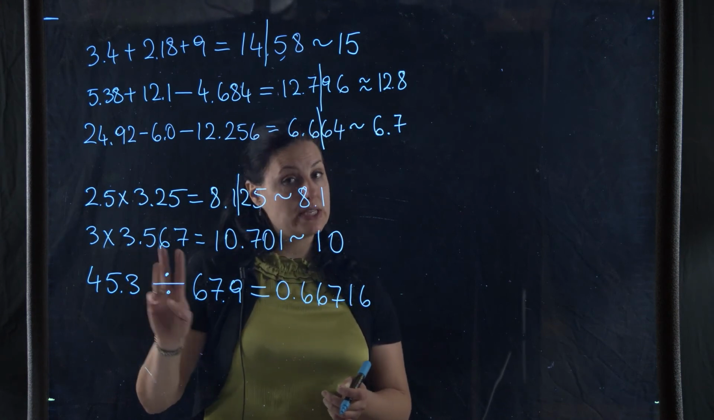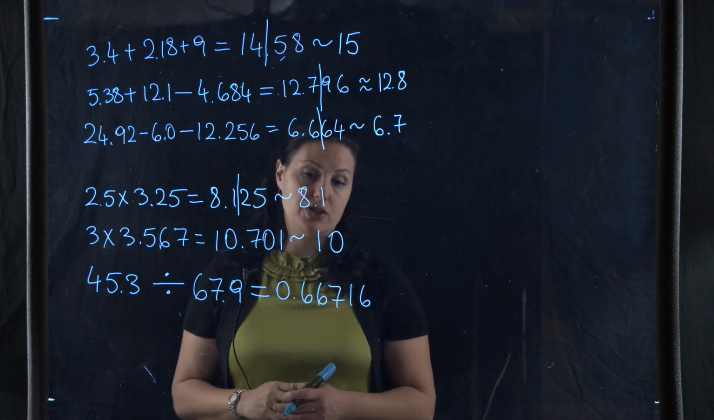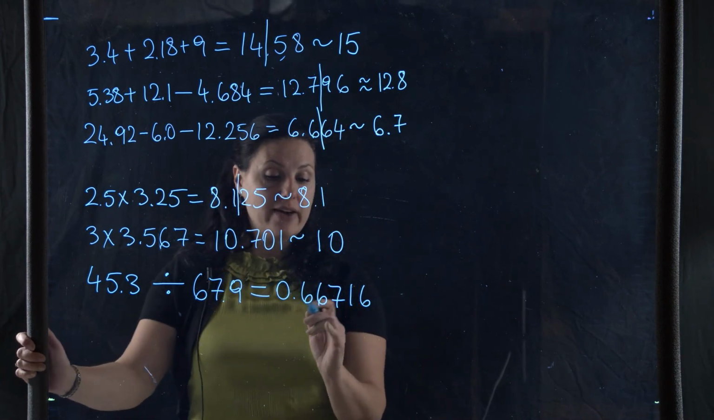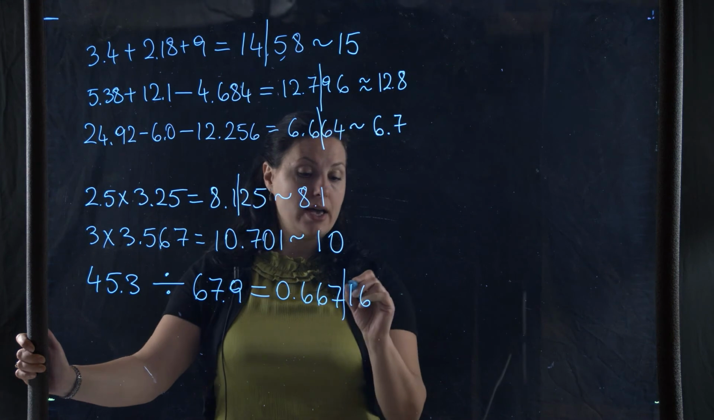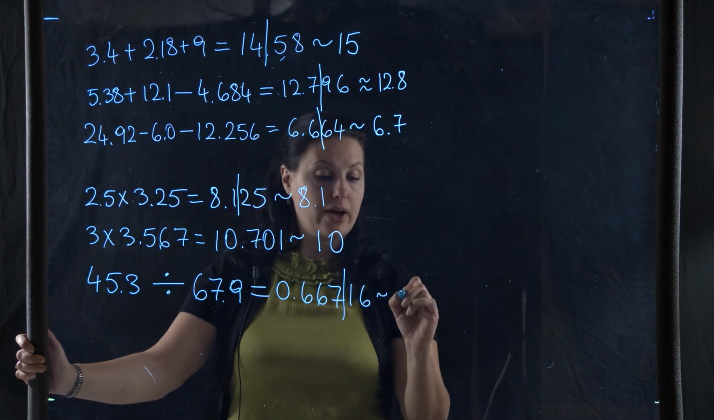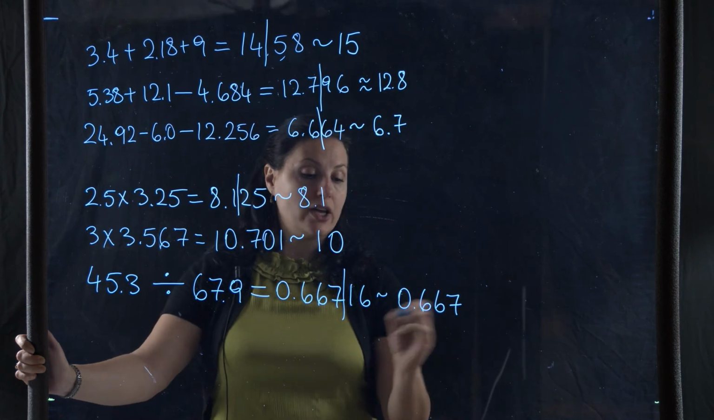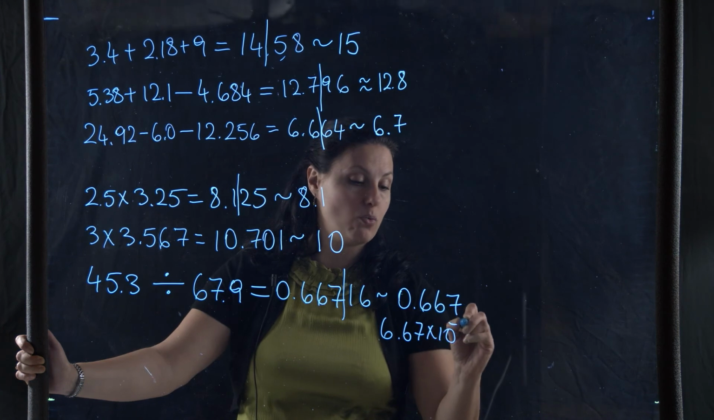This number has 3 significant digits. This number also has 3 significant digits. So my answer should have 3 significant digits. And if I count, this is 1, 2, and 3, it should be cut off right there. And because this is a 1, I can round it to 0.667. Now I can also write this as 6.67 times 10 to the minus 1.